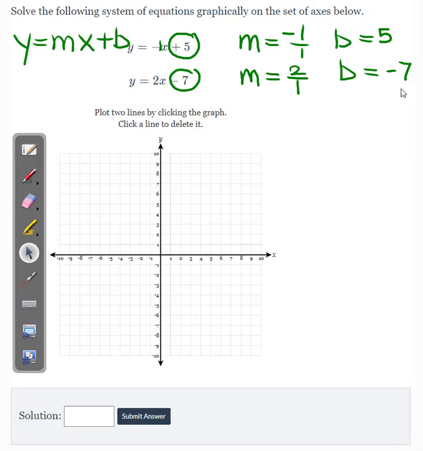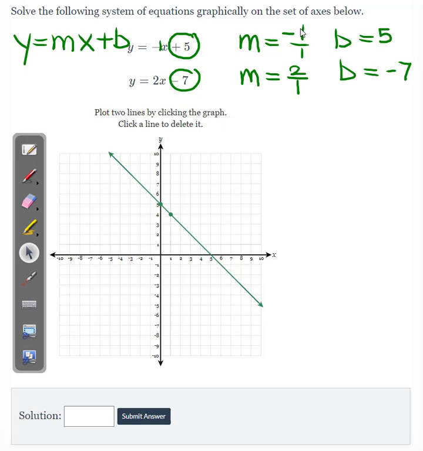So again, I will start with my b value of 5. That's always going to be on this vertical line right here called the y-axis. So again, we'll begin with b. My b value is 5, so from the origin I go up 5 and put a dot, and then using my m of -1/1 means I go down 1, right 1. Or you could go right 1, down 1.